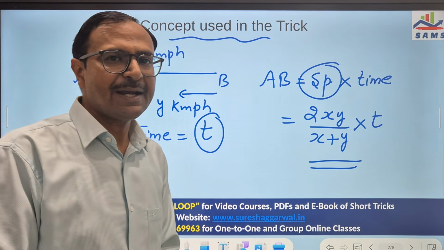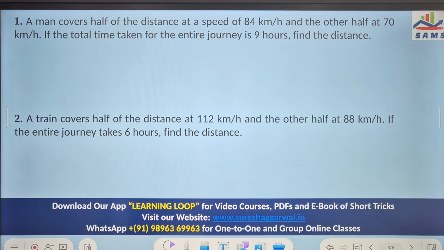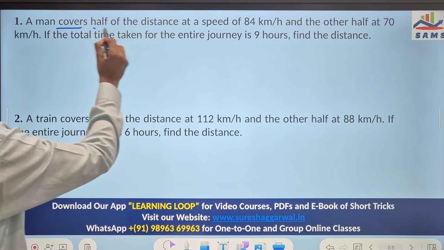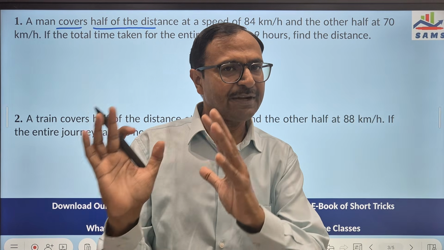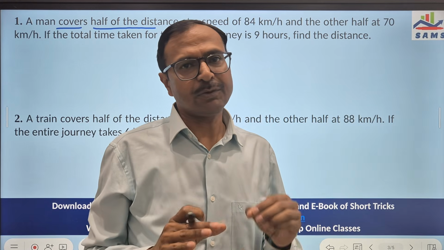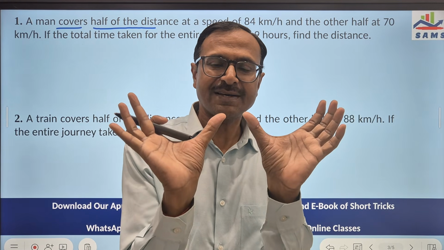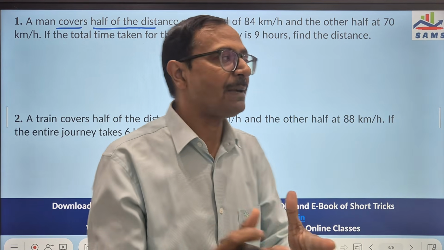So let's apply this and solve some questions now. Here we have the first question, where there is a man who covers half of the distance. That means there is some distance. The first half he is covering at one speed, and the second half at a different speed. But the distances covered with the two speeds are exactly the same.